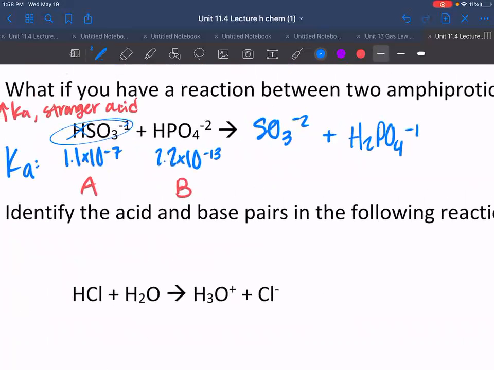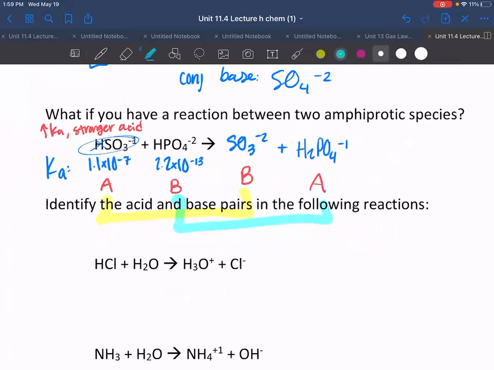So technically, this is now a base, and then this would be your acid. And if you were identifying the base pairs, this acid would go with this base would go with this acid. Does that make sense? Because technically SO3 -2 can't be an acid because it doesn't have an H to donate. All right, any other questions? All right, let's identify some pairs.